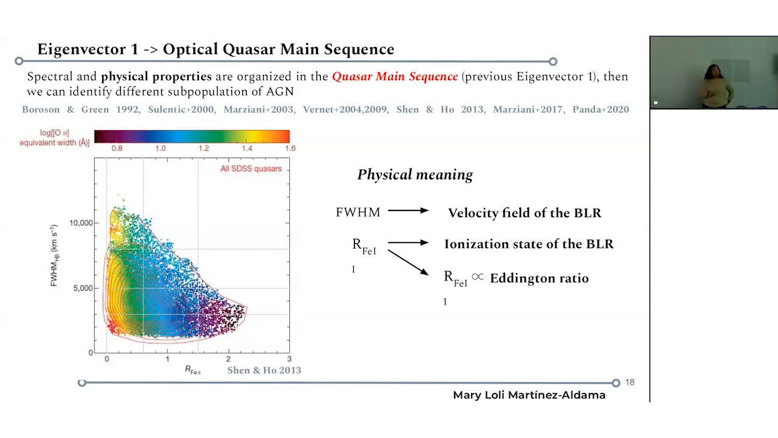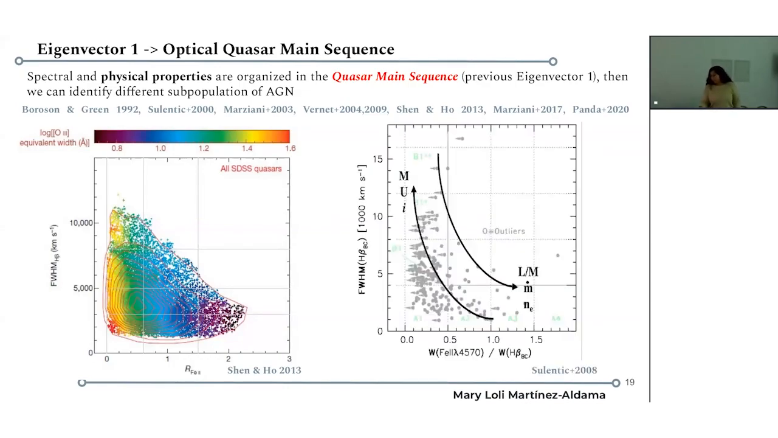And now, what's the physical meaning of these parameters? The width of the emission lines gives us information about the velocity field of the clouds. And this RFE parameter is talking about the ionization and the state of the BLR. But from observational results, we have found that this parameter, RFE, or the intensity of the iron, is correlated with the Eddington ratio. So one idea is that if we analyze this element, we can get information about the Eddington ratio without making any kind of estimation or something like that.